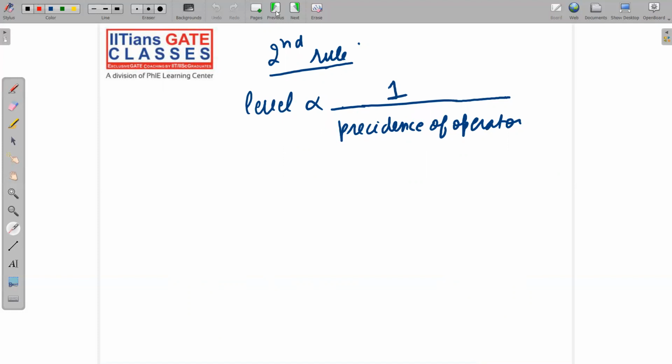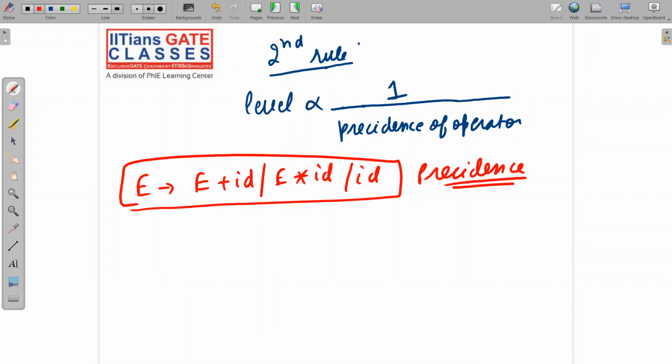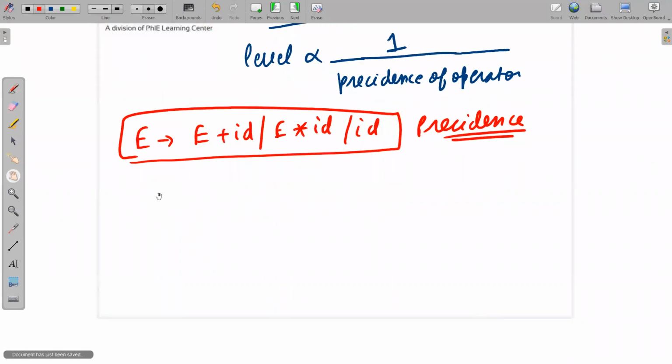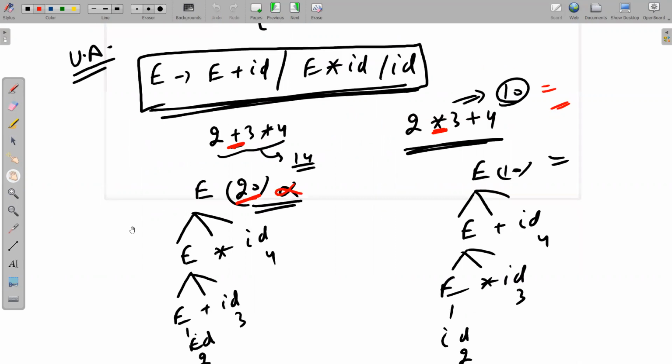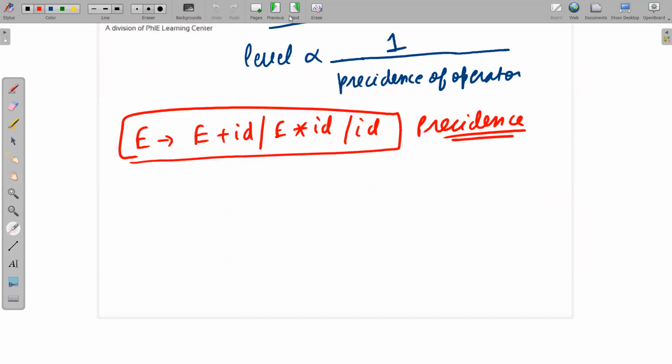See, finally we have got this grammar: E goes to E plus ID, E star ID, and ID. The grammar is unambiguous, but we are not able to assign precedence. To give precedence, I am saying lower level, more precedence. Lower level means level in the tree. Lower level, more precedence; higher level, less precedence. According to the tree, I am saying. So please don't get confused.